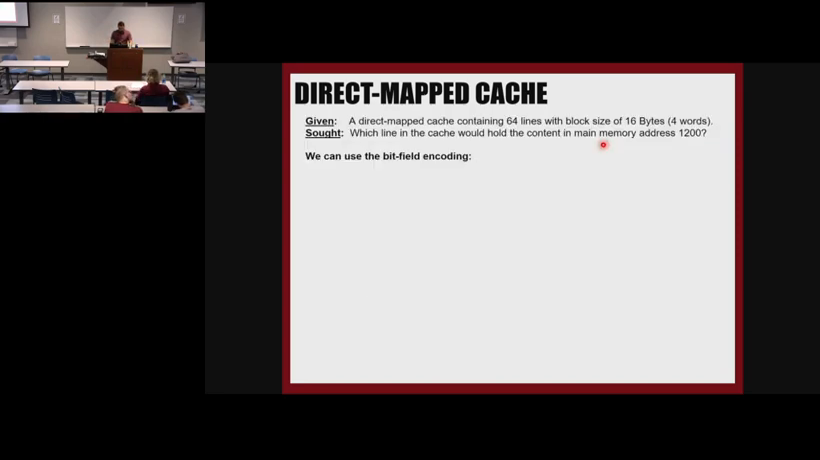So now, let's have another question. We have a direct map cache, which has 64 lines with block size of 16 bytes, or 4 words. Okay, we have 64 lines, block size 16 bytes, or 4 words. So that is kind of giving us information about how many bytes we have in each word to interact with, right? So each line in the cache would hold the content in the main memory address 1200.